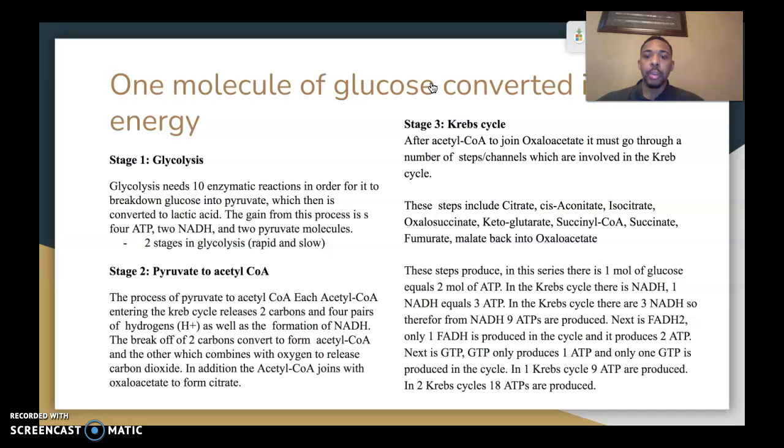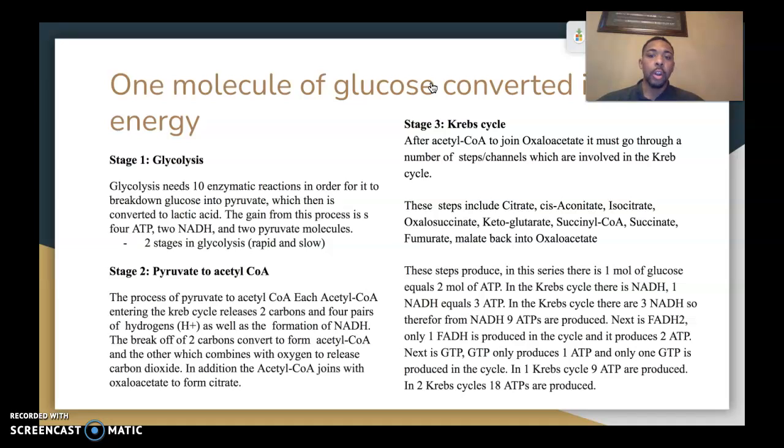Each acetyl-CoA entering the Krebs cycle releases the carbons and the 4 pairs of hydrogen protons to form the NADH molecules. So from this, the acetyl-CoA goes to the Krebs cycle and joins oxaloacetate to form citrate within the Krebs cycle. But before this, it goes through proper steps. These steps include citrate, cis-aconitate, isocitrate, oxalosuccinate, ketoglutarate, succinyl-CoA, succinate, fumarate, malate, and back into oxaloacetate again.